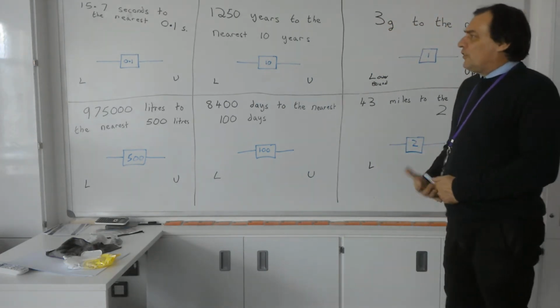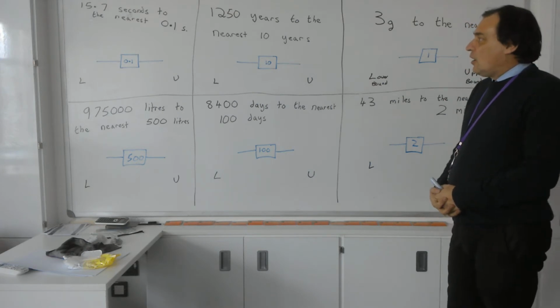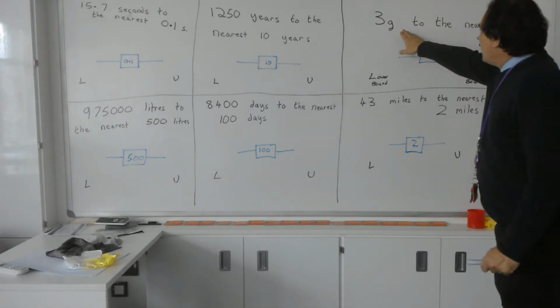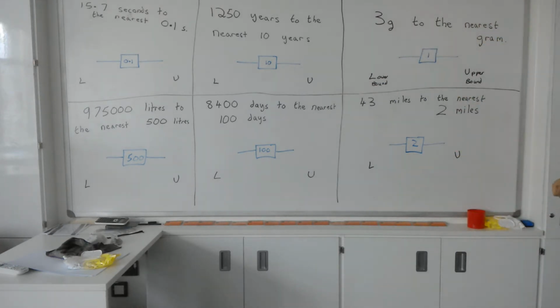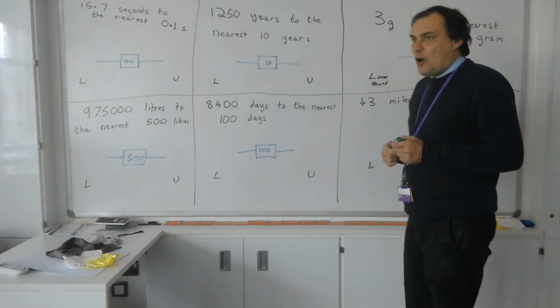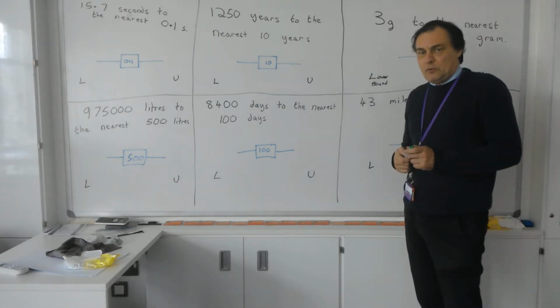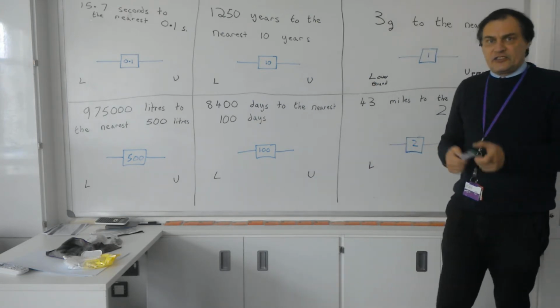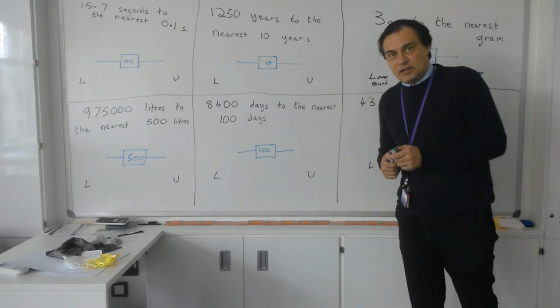Upper and lower bounds is really like rounding a number but going backwards. Now I'll explain what I mean by that. If I've got 3 grams to the nearest gram, I've got to find out what the lowest number would be to round up to 3 grams and what the highest number would be to round down to 3 grams.